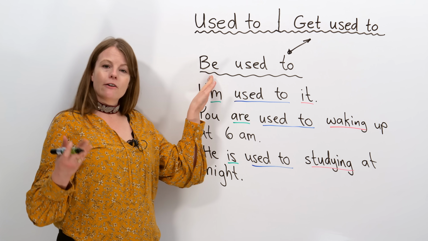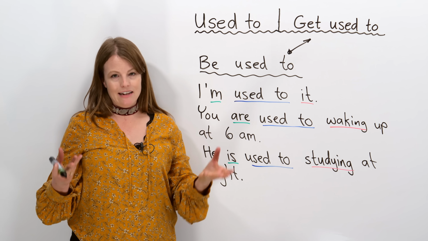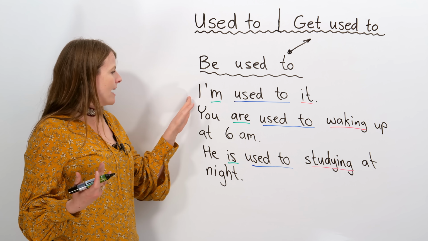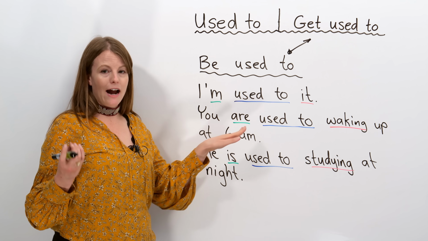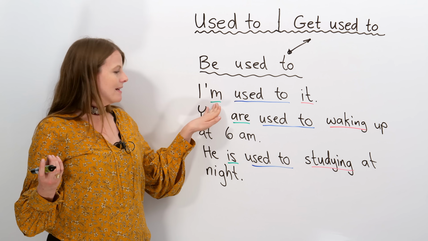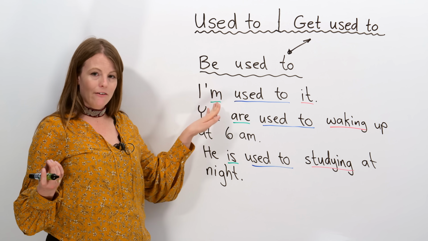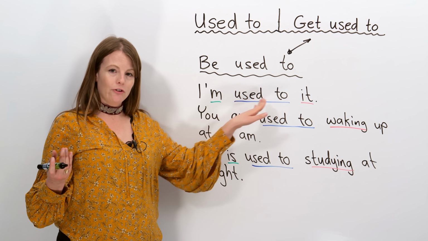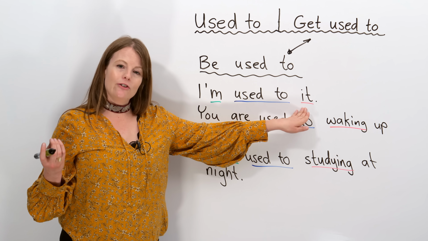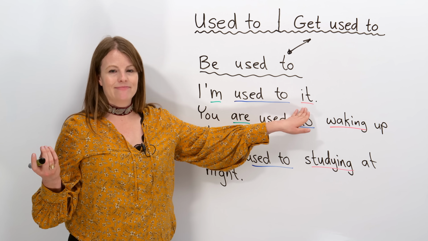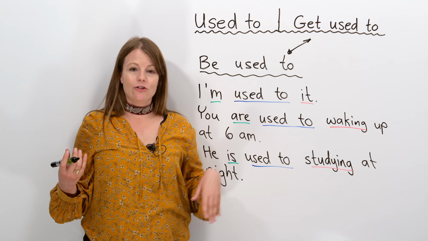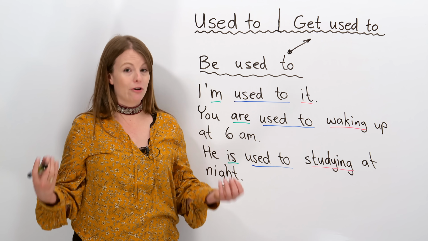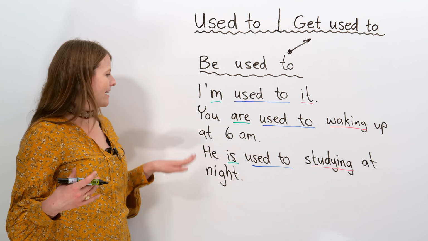So our verb be can take many forms. I'm going to show you some of the forms it can take. We have I'm used to or I am used to. In this case, am is a form of the be verb. And notice we have used to, I'm used to. And what follows used to? We have it. So similarly to get used to, be used to can be followed by a noun or a pronoun.